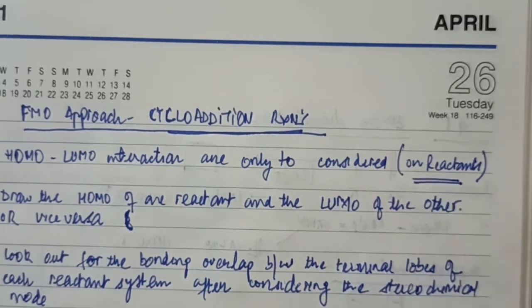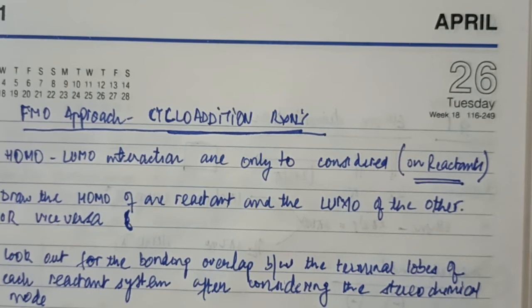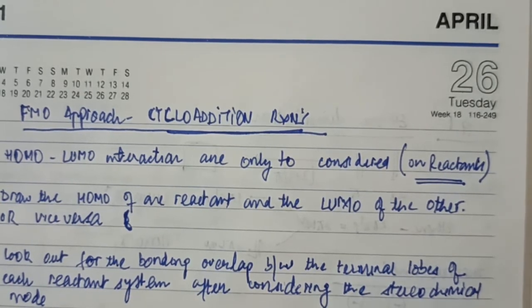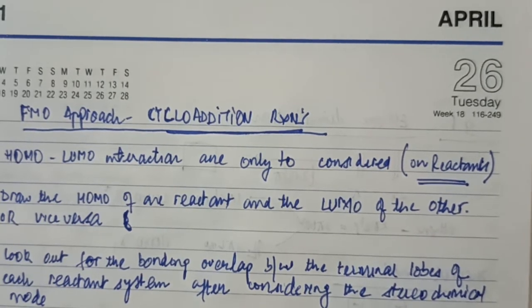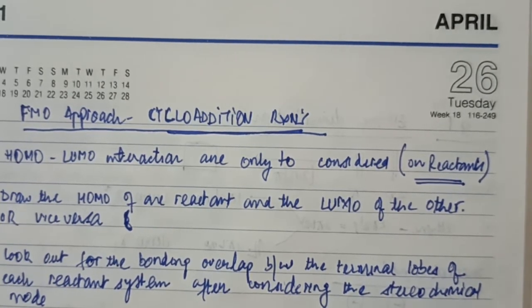Also, the interaction has to be considered only on the reactant system. We do not need to consider the interaction on the product side. So we are considering the interactions of the HOMO of one reactant with the LUMO of the other. We are not considering the product here, as we did in the case of the OCD approach.